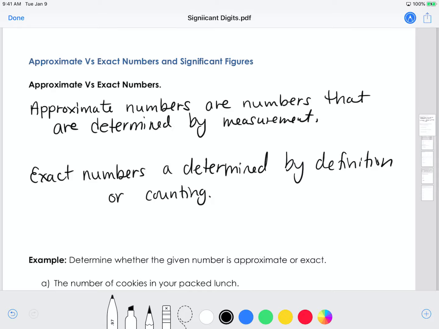If you have, say, a list of names on a piece of paper, if you have 12 names, then you're just doing that by counting. You're determining the number 12 by counting, and there are exactly 12 names on there. Or if you want to talk about a number that is exact by definition, you can say that there are 12 inches in a foot. So 12 is an exact number because it's determined by definition. There are exactly 12 inches in 1 foot.